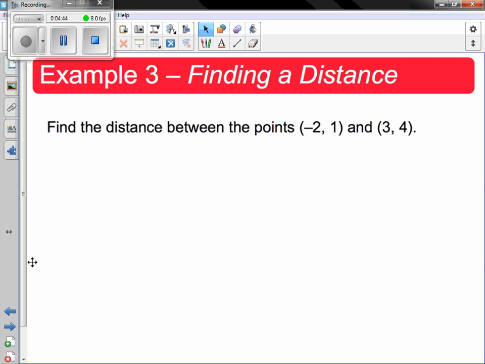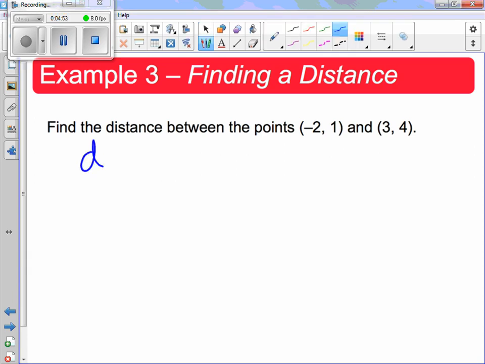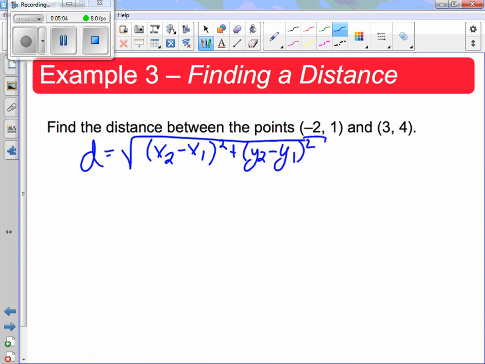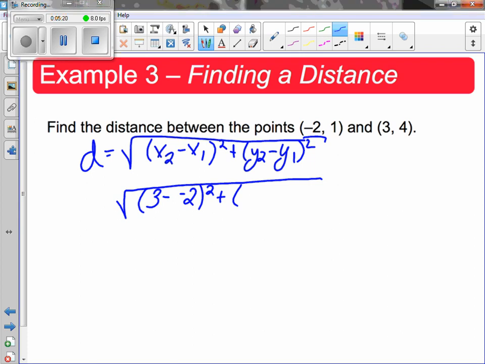So, looking at this here, if I want to find the distance between these two points, we're just going to use the distance formula, yes? So the distance is equal to the square root of x2 minus x1 squared plus y2 minus y1 squared. So what would be an x1 or x2 value? 3. Our x1 would be negative 2. So our y2 would be 4, and y1 is 1.